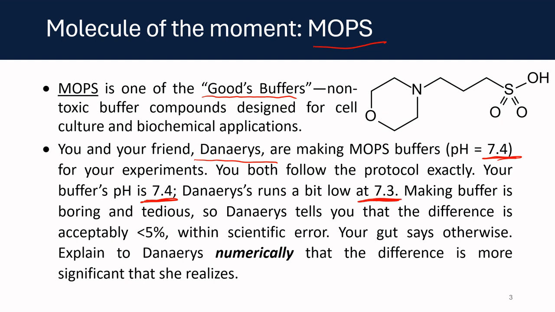And hey, making buffer is boring, it's tedious, so Daenerys tells you that the difference between 7.4 and 7.3 is acceptably less than 5%, which is the margin of scientific error usually. And she wants to head on out to, I don't know, burn down a town or something.